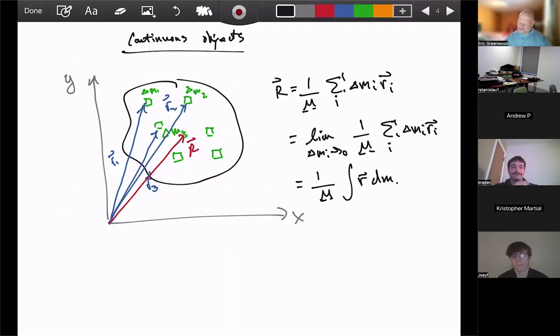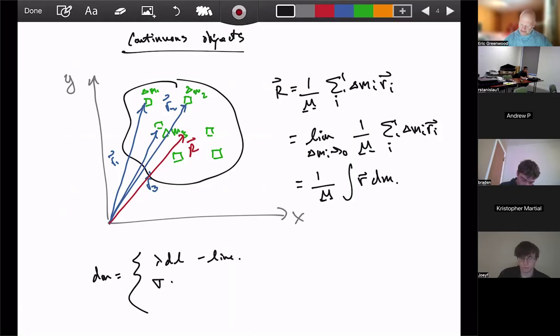So good. So last thing is dm has no physical meaning to it, as we talked about in 205. So usually what we do is we turn this differential mass into a geometrical integral. So that means we're going to write this as either lambda dl if I have a line symmetry to it. I'm going to write it as a sigma dA if it has an area symmetry to it. Or I'm going to write it as a rho dV if it has a volume symmetry.